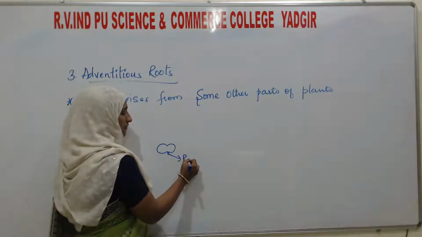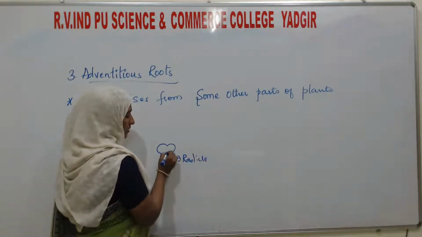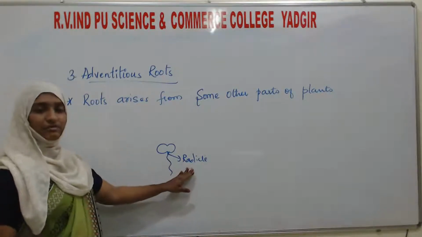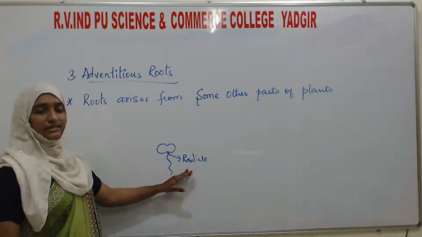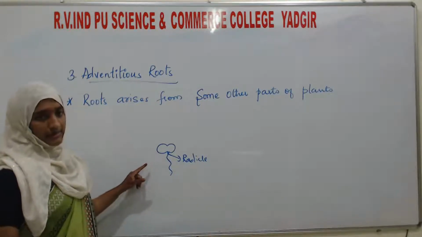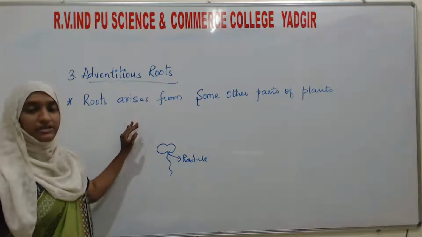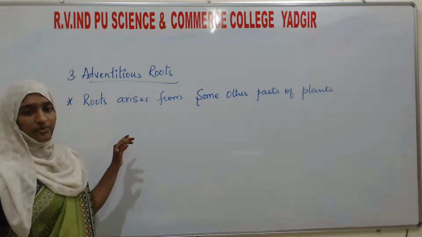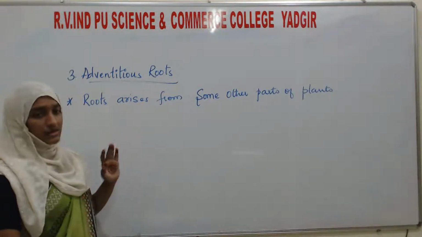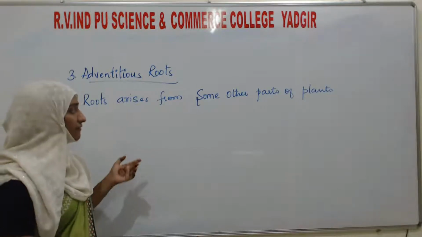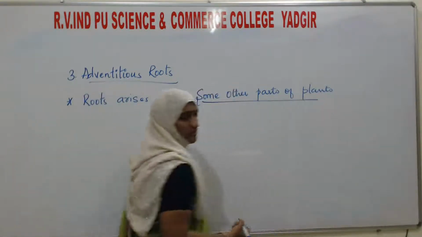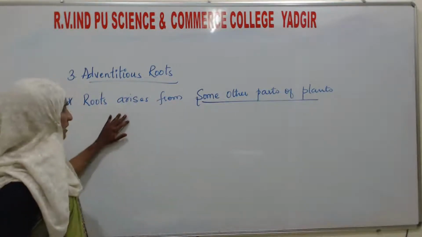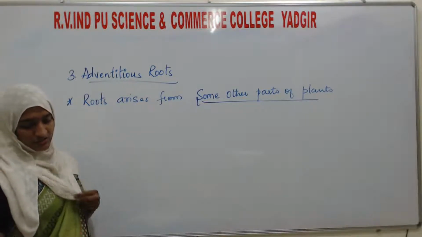From here, after germination, a direct elongation can be seen, which forms a root. Okay, in the fibrous and taproot system, you can see the root is arising from the radical. But here in this adventitious root, it is not going to arise from the radical, but from some other parts of the plant, the roots are going to arise. Okay, such types of roots are known as the adventitious roots.